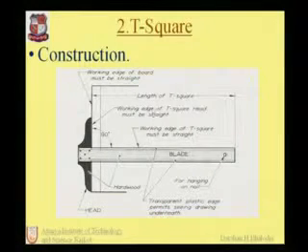The length of the T-square is fixed, and the head and the blade are always perpendicular, that is, 90 degrees. The blade of the T-square is always transparent, so that we can see the underneath lines or figures in the drawing sheets. At the end of the blade, the hanging nail is there, which is used for hanging the T-square and keeping it in a particular place.